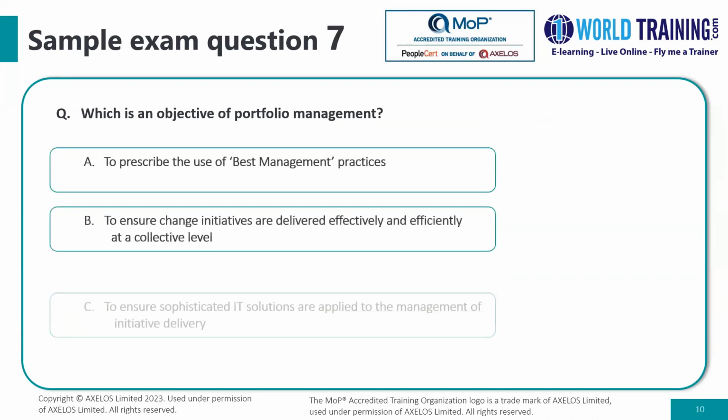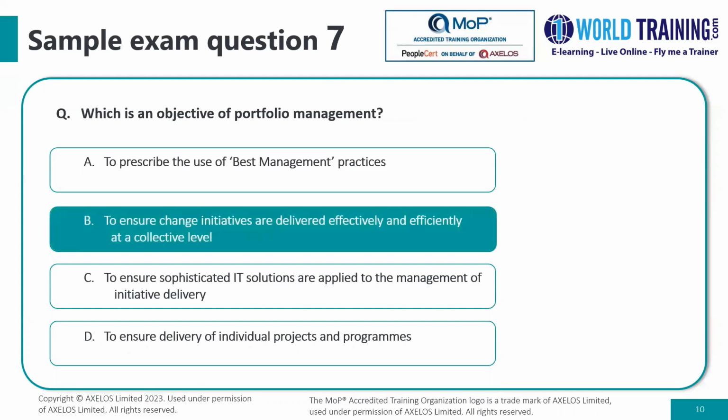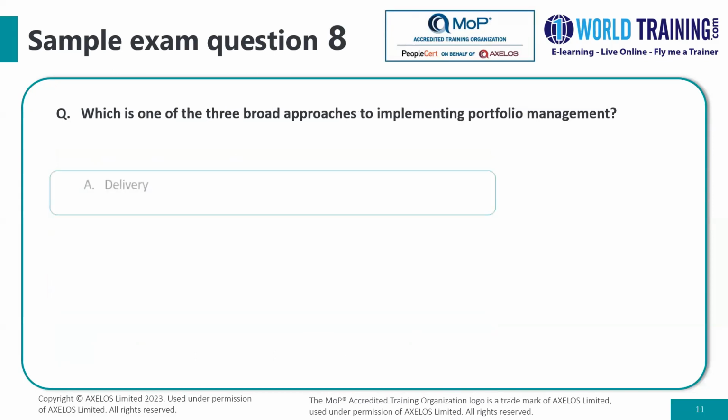Question number 7, which is an objective of portfolio management? The correct answer is B, to ensure change initiatives are delivered effectively and efficiently at a collective level. That's one of the key ideas behind portfolio thinking. It's a collective visibility of all the projects and the programs within its portfolio.